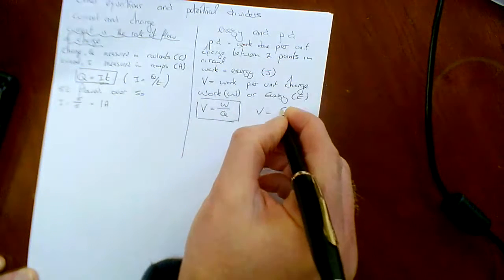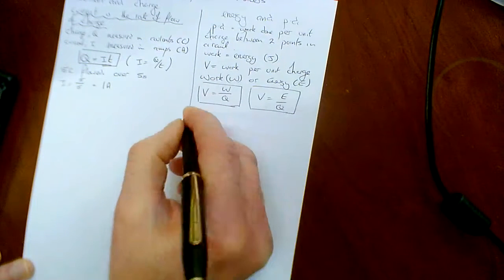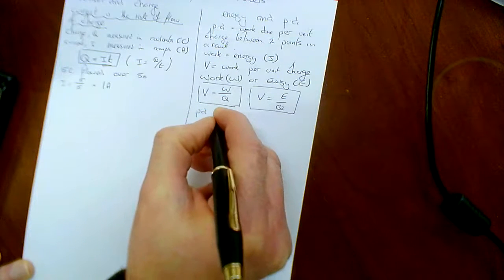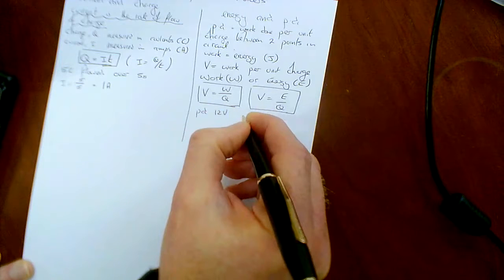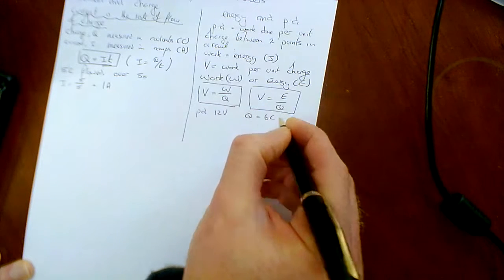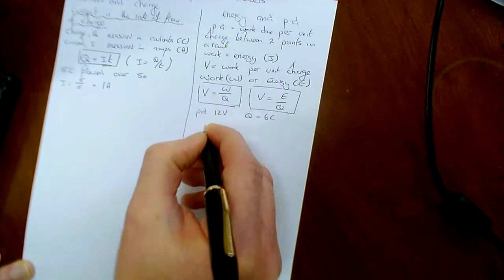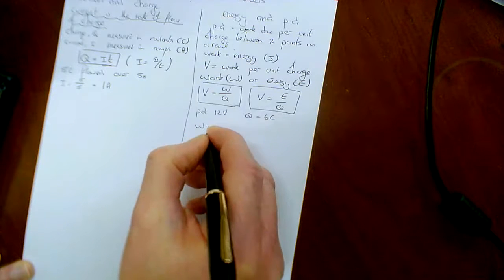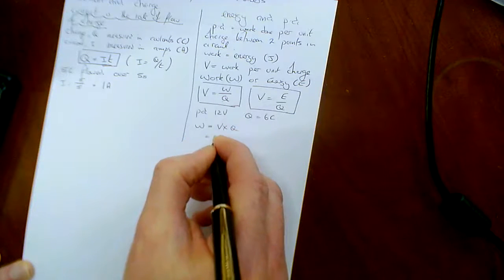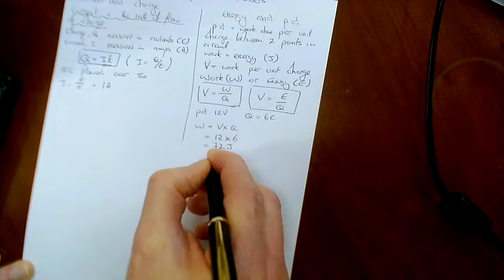You might also see that as E divided by Q, because E and W, energy and work, are the same thing. So if, for example, you had a PD of, let's say, 12 volts, and you had 6 coulombs that were moved through that 12 volts, then the work done, which is from this equation V times Q, 12 joules per coulomb times 6 coulombs, 72 joules.